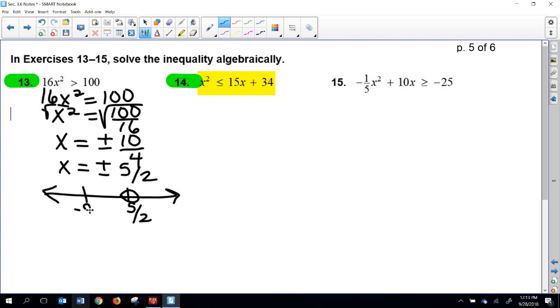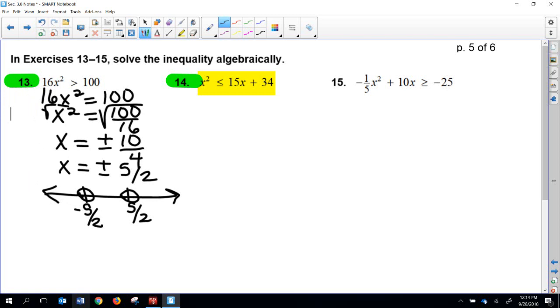I know that negative 5/2 makes them equal. I don't want it equal, so I use an open dot. I now have to plug in a number in this region and plug it back into the original. It must go into the original. So I'm going to take negative 6. Negative 6 squared is 36.